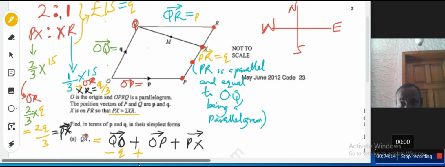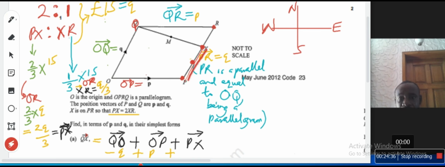Plus, what is O to P? I think O to P is given here, is it not? We are going in the same direction. So O to P is P. Plus, what is P to X? P to X is given. We found it. That's exactly what we were struggling to find all this while.